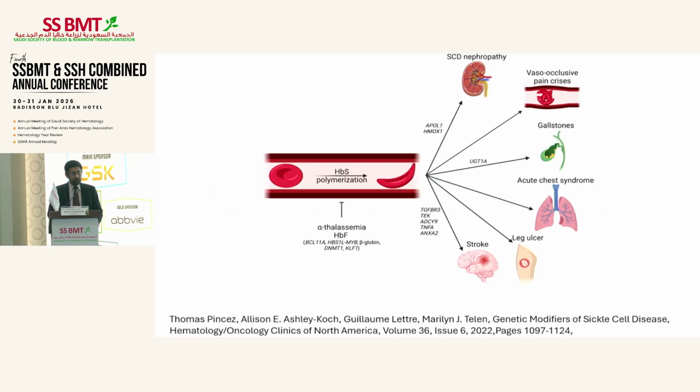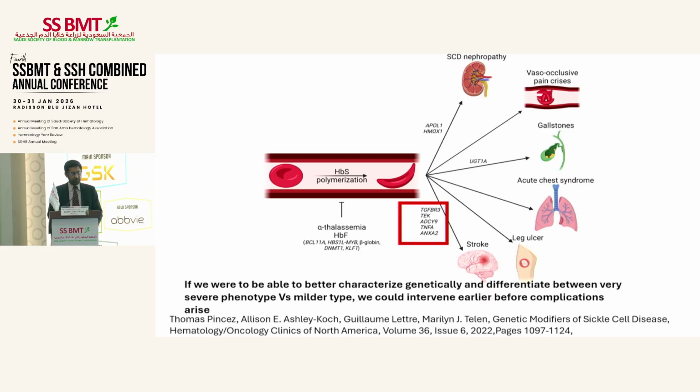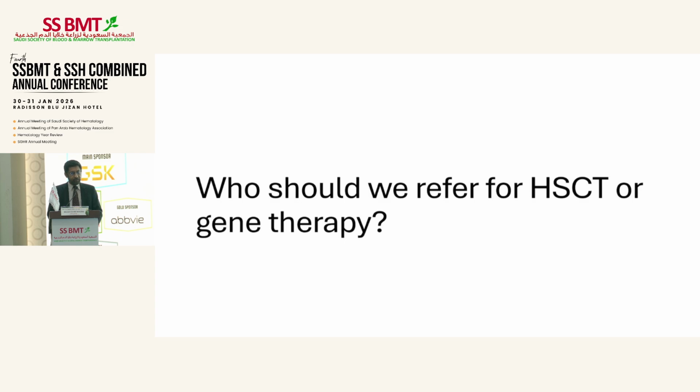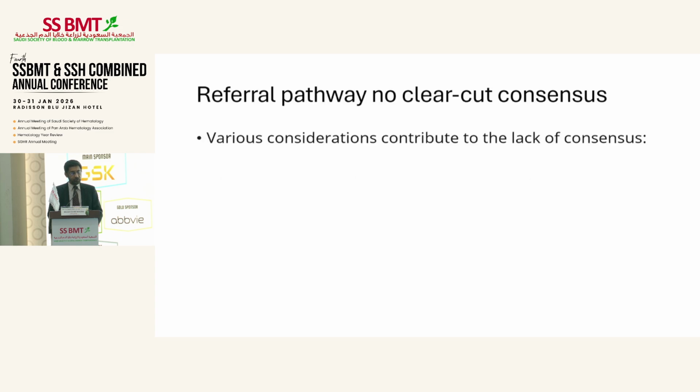We need in the future to know which patient will develop stroke and which patient will develop acute chest crisis. There is a lot of work looking at genetics that may be involved with the presence of hemoglobin S that might lead to complications like stroke and chest crisis. But until this moment, we don't have clear genetic changes that tell us which patients are going to have a severe phenotype. So who should we refer for stem cell transplant or gene therapy?